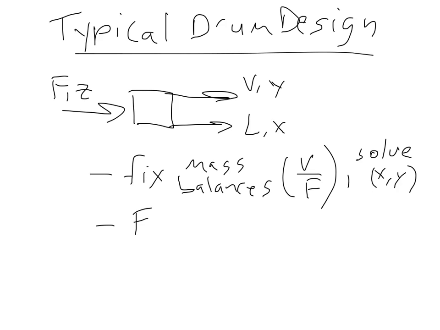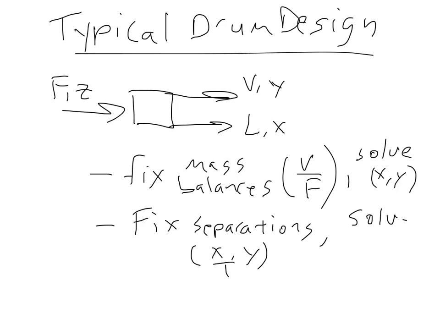The other is to fix the separations. In this case, we're fixing X and Y, and also temperature, and we end up solving for the flows. So what are L and V? That's what we would end up solving for. So those are two different ways, and there are other types of specifications we can also use, but these are two of the most common ones. Let's look at an example of how we solve this.